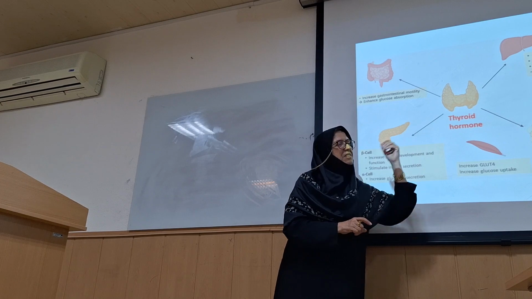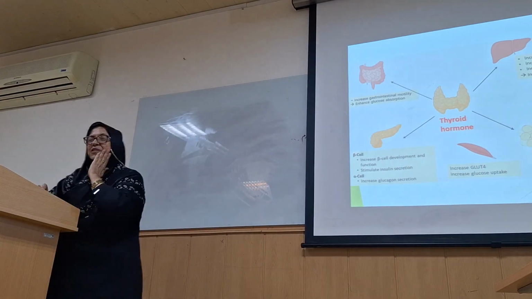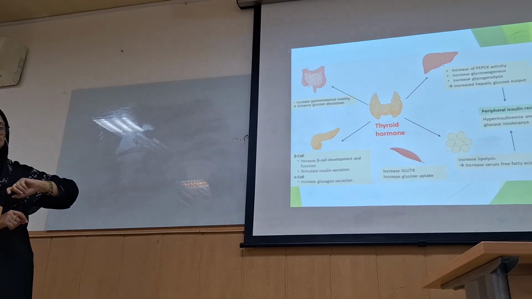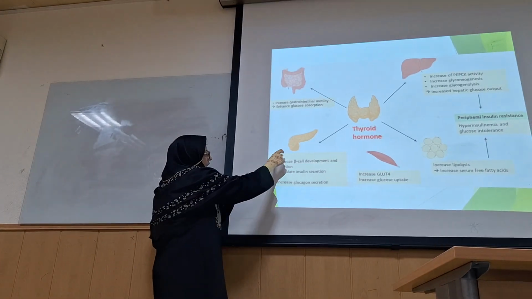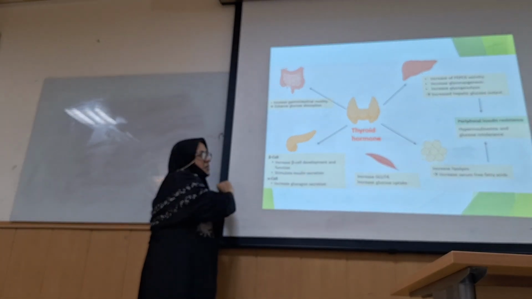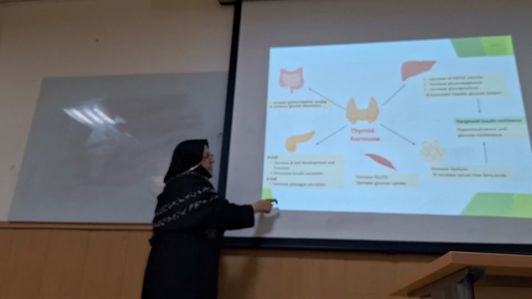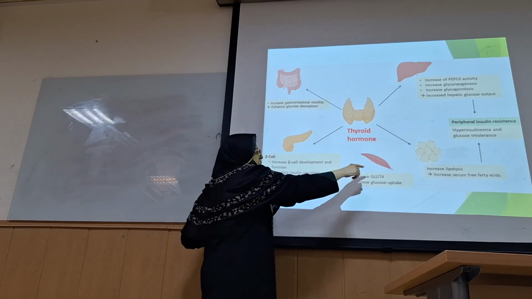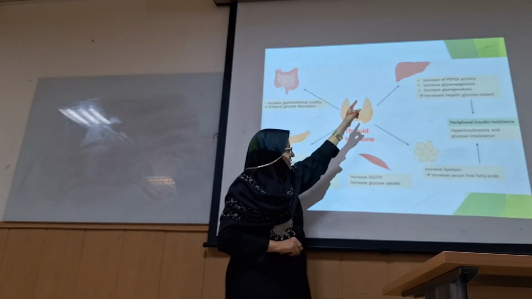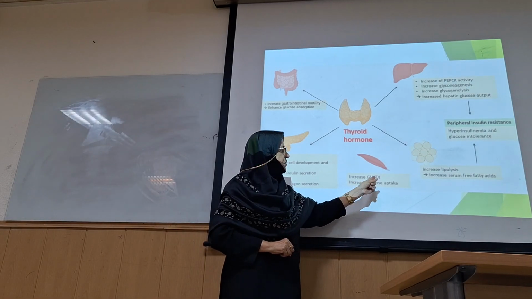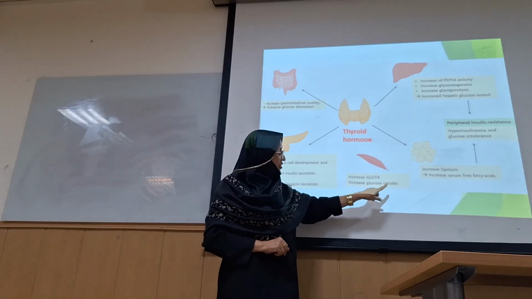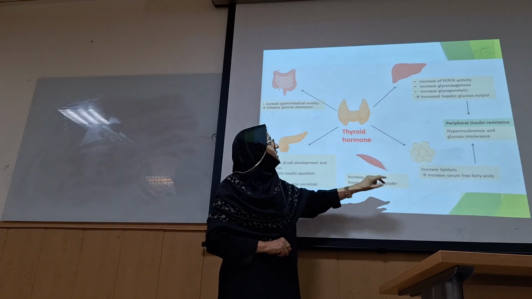This slide shows another function of thyroid hormones. For example, thyroid hormones effect on the pancreas. You know, in the pancreas we have beta cells and alpha cells. Beta cells release insulin, alpha cells release glucagon. Therefore, thyroid hormones activate the pancreas. Thyroid hormone effect on the muscles and on the liver. In the muscles, it increases glucose transporter 4 and helps transfer of glucose, increasing glucose uptake.